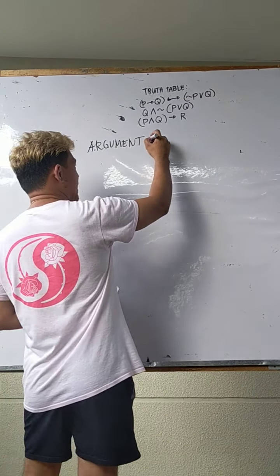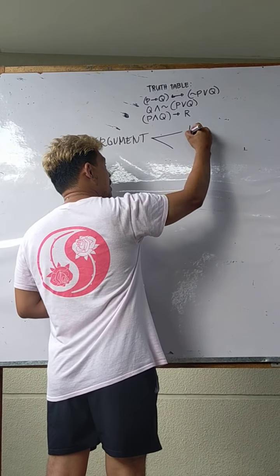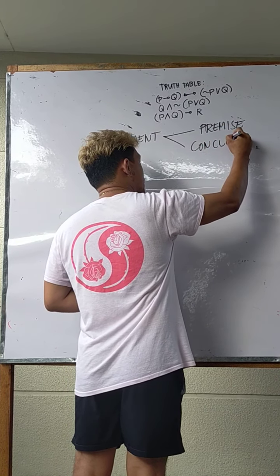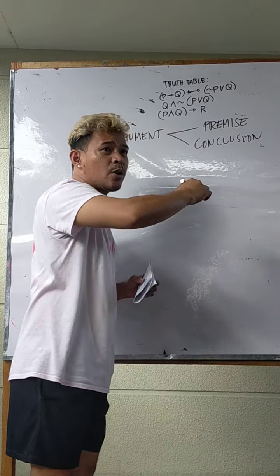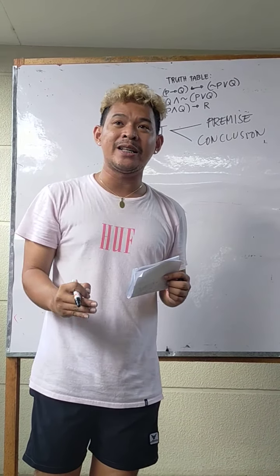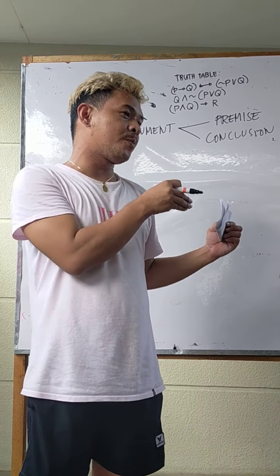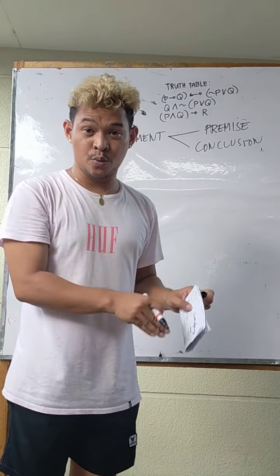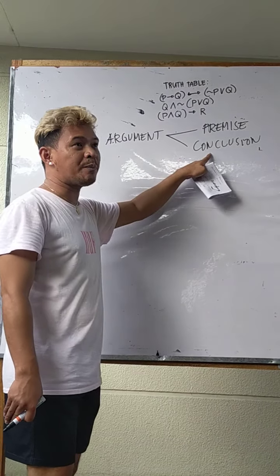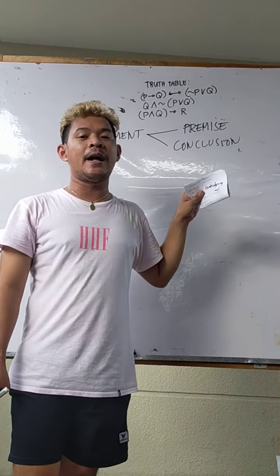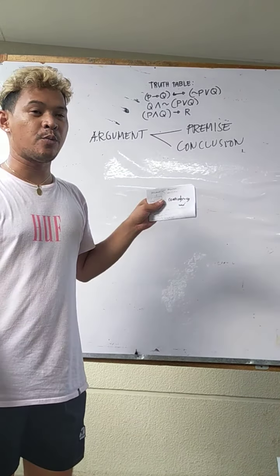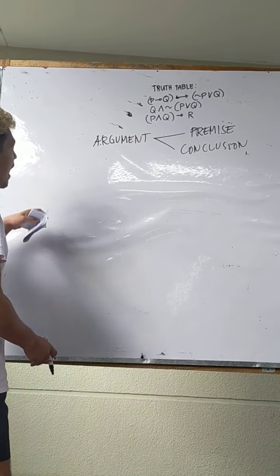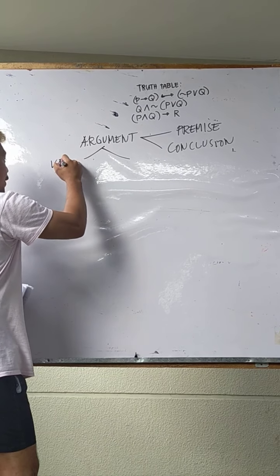Argument is divided into two ideas: premise and conclusion. When we say premise, this is also a proposition, but a proposition that we need to prove is true, a statement that should be true. And when you say conclusion, that will be your final verdict, your final conclusion for the propositions. And the argument can be valid or invalid.